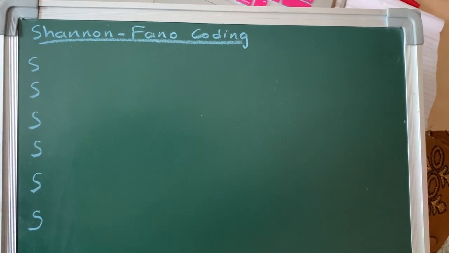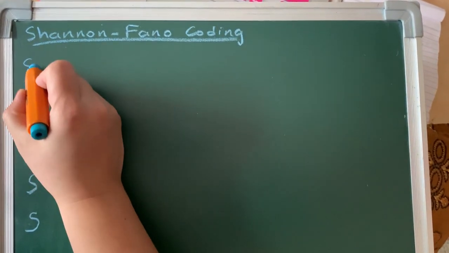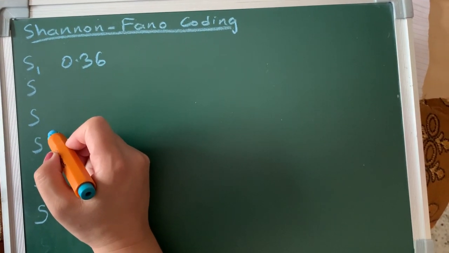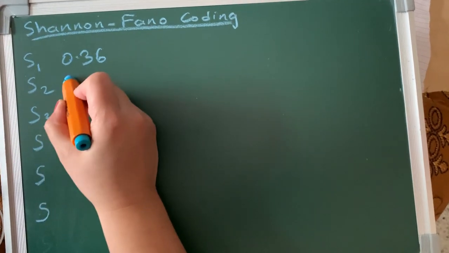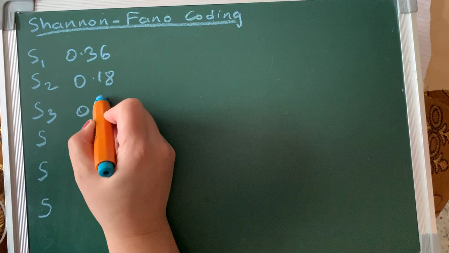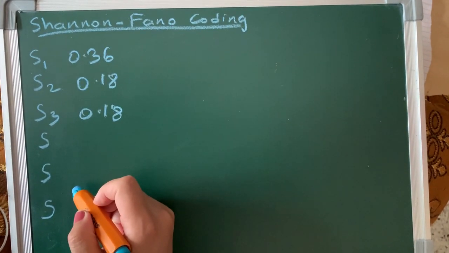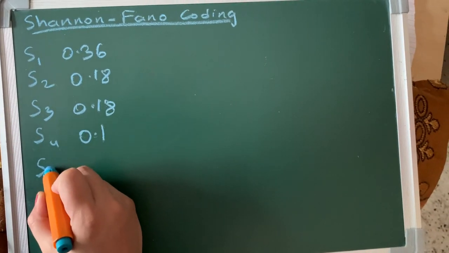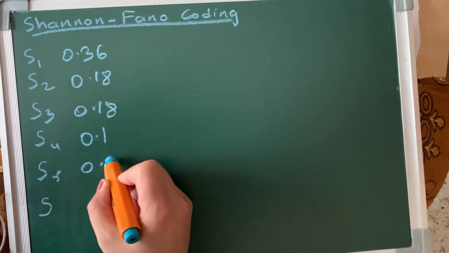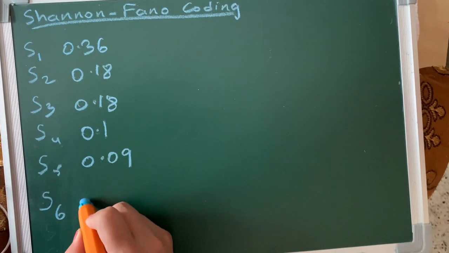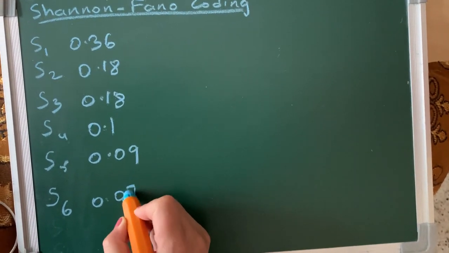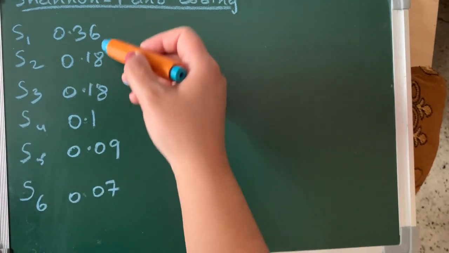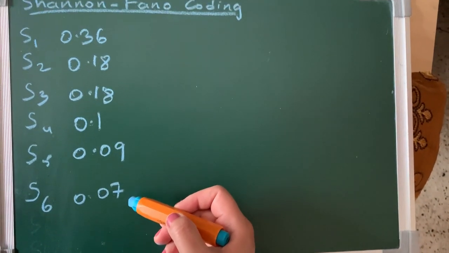We can find in the question that the symbol S1 has the highest probability of 0.36, so this comes on the top. Then we have symbols S2 and S3 having 0.18 probability, so they come after 0.36. Now the next symbol, S4, has a probability of 0.1, and then symbol S5 has the next lower probability, that is 0.09, and then S6 has 0.07. In this question we are lucky that all the symbols are already given in descending order of probability, but that will not always be the case.